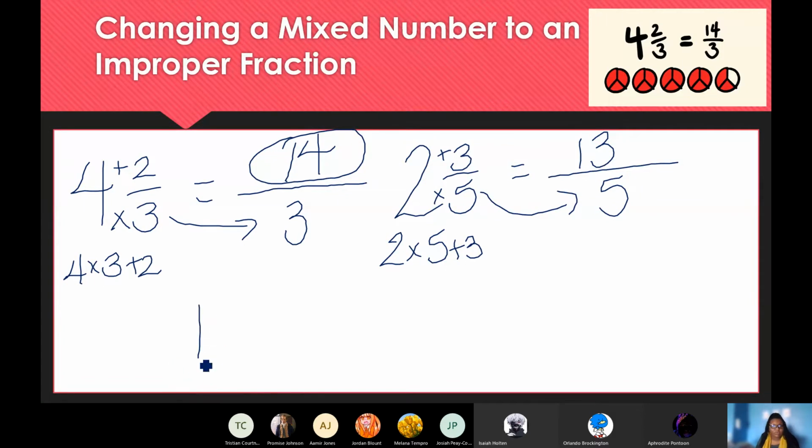And I would like for you to change this mixed number to an improper fraction. Please go ahead and get to work. 10 1/8. I'm going to call on a non-volunteer in 3 minutes. So everyone needs to make sure they're changing this mixed number to an improper fraction.